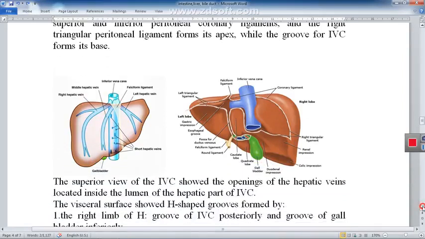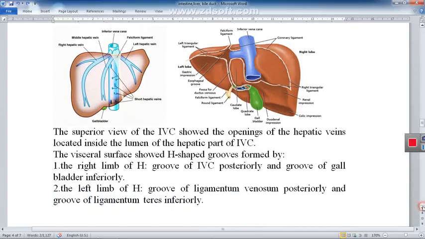If you open the inferior vena cava, you will find that from inside it shows many openings, which are the openings of the hepatic veins. These hepatic veins open directly from the liver into the inferior vena cava. They don't have an extrahepatic course.